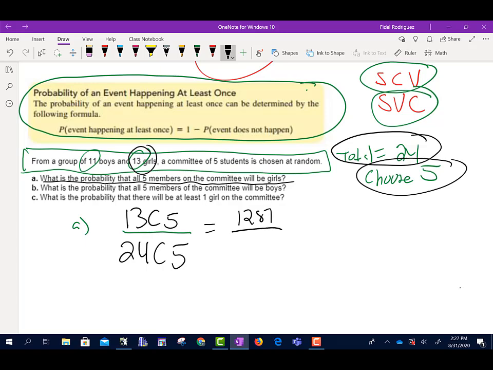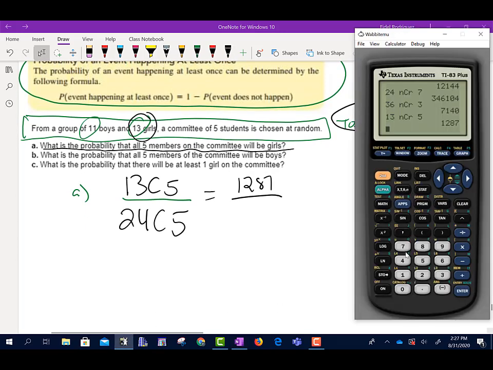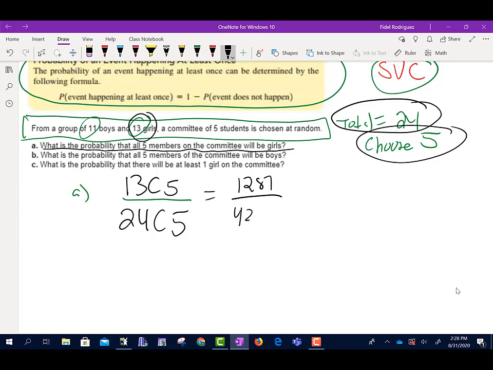And now I'm going to do my denominator, which will be 24 math, choose 5. Okay. And this is giving me 42,504.